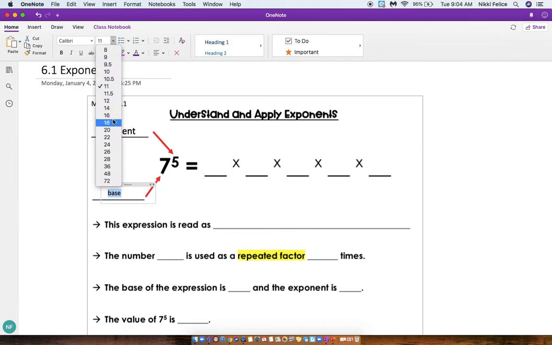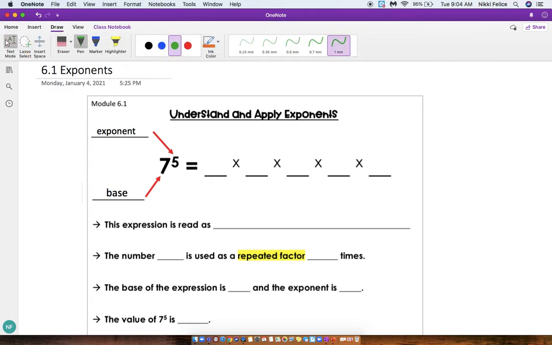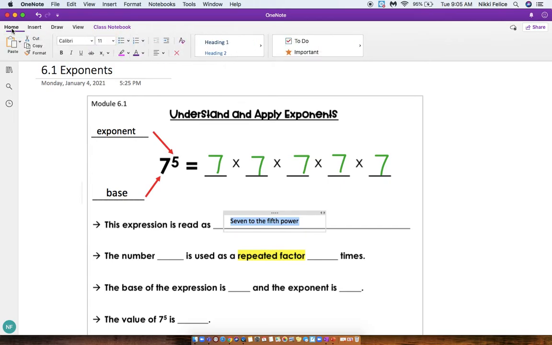So what does that mean? What does this mean when we see a 7 with a 5 in the corner? That means that we are going to multiply the 7 together 5 times in a row. 7 times 7 times 7 times 7 times 7. So when we have an exponent of 5, that means we're multiplying our base together 5 times. This expression is read as 7 to the 5th power. That's how we would say that, 7 to the 5th power.